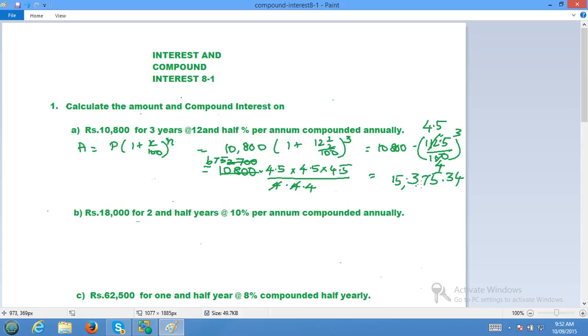This is the total amount. From this, if you subtract the original, you get the compound interest. What is C? Compound interest is equal to A, 15,375.34 minus 10,800, which is equal to 4,575.34.